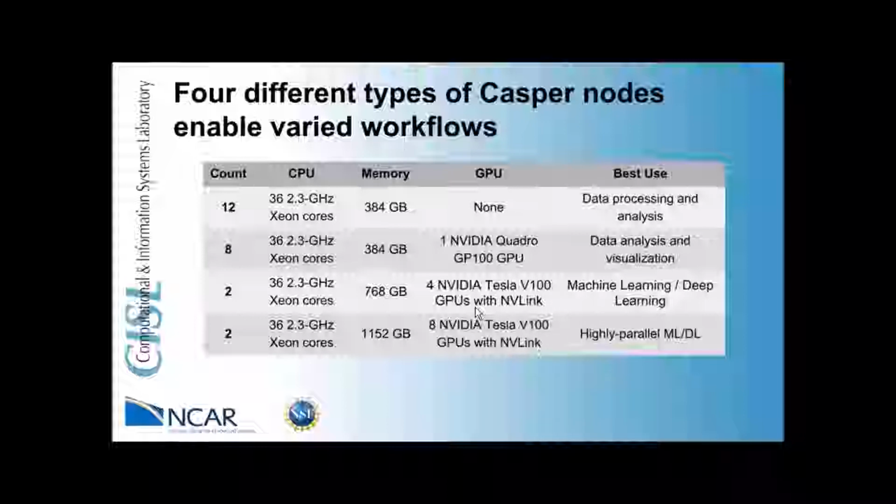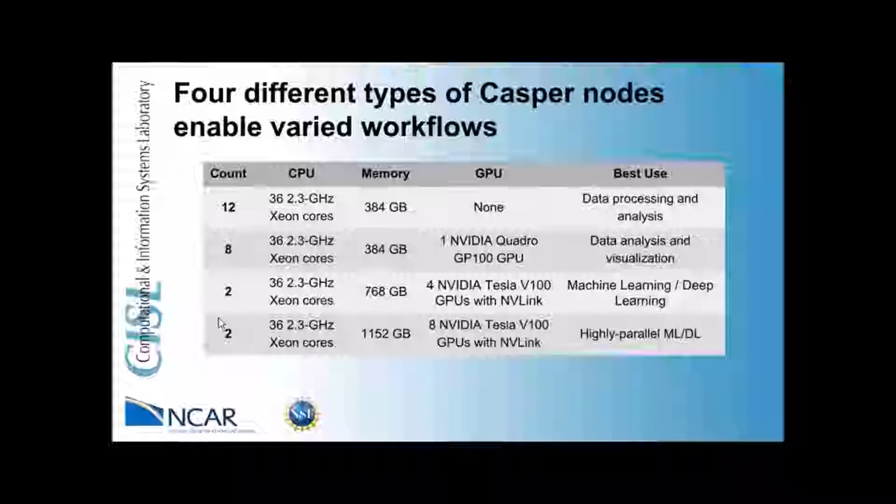Per node. These are connected via NVLink as well, which gives you a very fast connection between the GPUs themselves. This particular collection of 2 nodes has 768 gigabytes of memory, and our intention there is really for machine learning, deep learning applications, and obviously also GPU applications, like running the GPU-enabled MPAS, which would be a nice thing to play with on there.